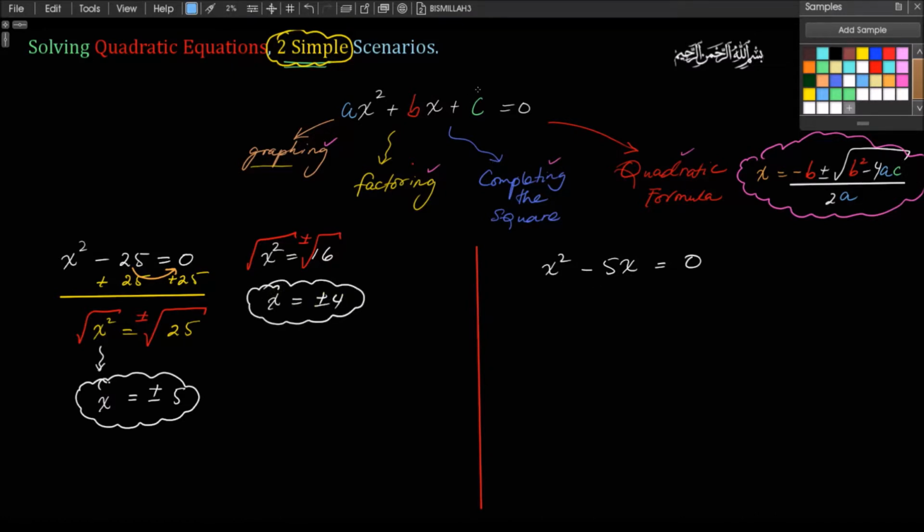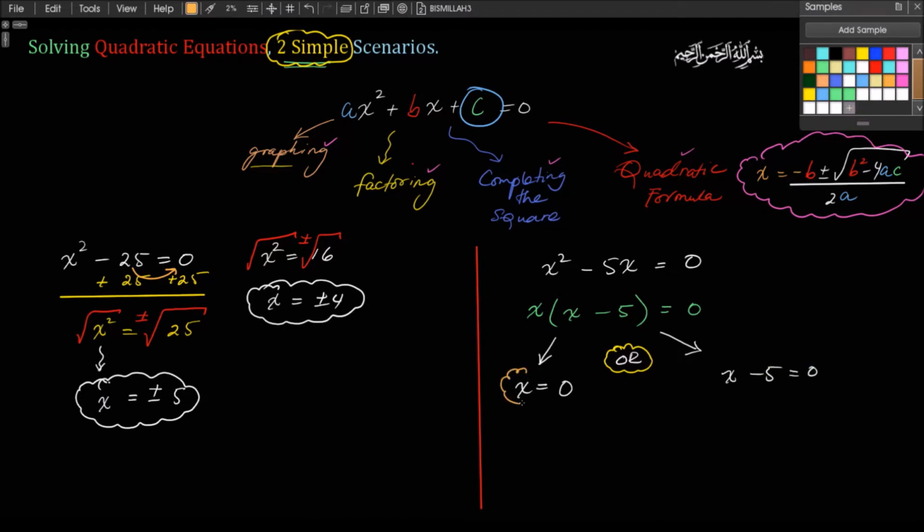Now the second case, where the third term is missing, the constant term is missing, might look a little trickier, but it's also actually quite easy. Here what you do is you factor out an x, because as you can see, x is common to both of these terms. So when you factor out an x, you get x times the quantity x minus 5 equals 0. Now what I do is I use the zero product property to make two equations out of this one. Then I get x is equal to 0, or x minus 5 is equal to 0.